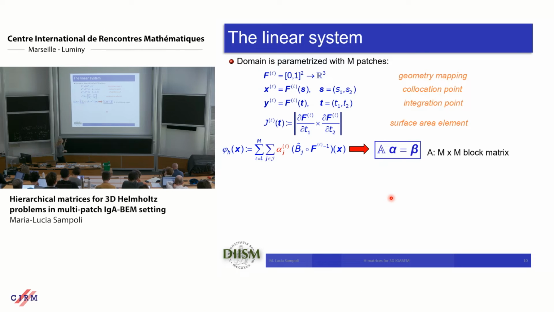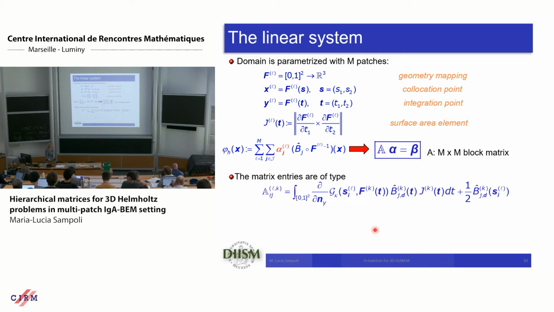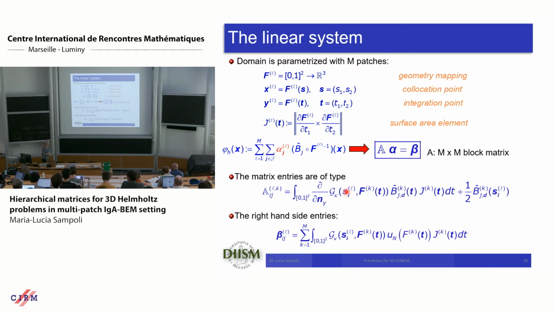So setting the problem in parametric domain, we will end up with a linear system whose elements are given by this expression. So we discretize, just considering collocation. We just discretize and put a set of discrete points that are here with Si. And these are the right-hand side entries.